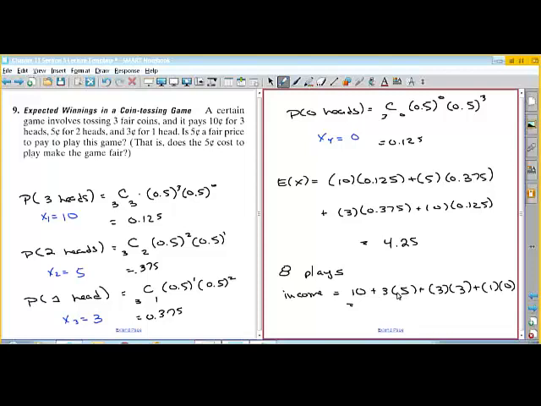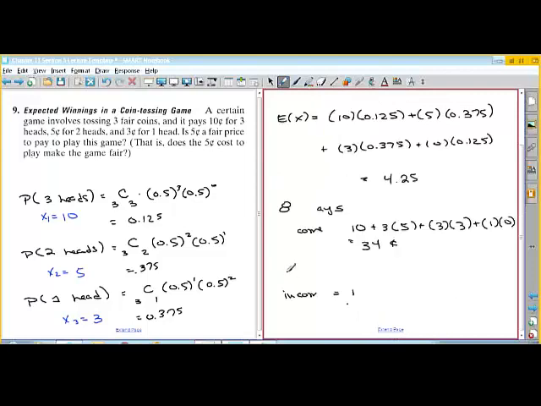So if you add all that together, you get 10 plus 15, which is 25, 25 plus 9, which is 34. So that is how much I get by playing the game on average. My cost is, there are 8 games, and each one costs 5 cents. So I spend 40 cents. So you can see I get less back on average.